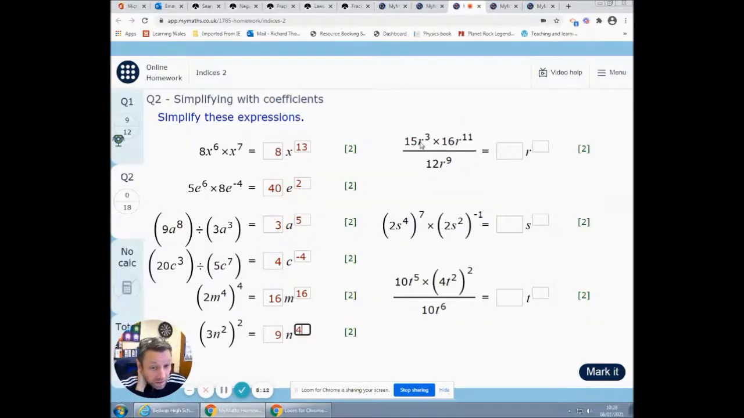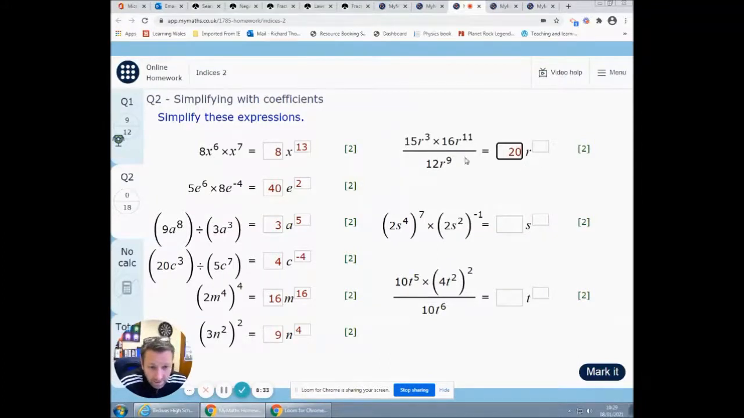Right, again, tackle the integers first. So I'm scrambling for a calculator now because I can't do 15 times 16 at this time of day. So I'm on my phone. So I'm going to tackle the 15 times the 16 divided by 12 to start with. 15 times 16 divided by 12 comes out as 20. Of course, we all knew that, really.